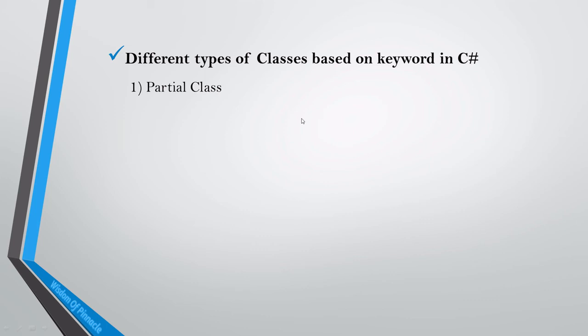Let me first tell you what an abstract class is. An abstract class is a class which is declared with the abstract keyword. Abstract classes contain abstract methods as well as non-abstract members. We cannot create an object for an abstract class, so we cannot instantiate it. It acts as a base class. So that is all about abstract classes.